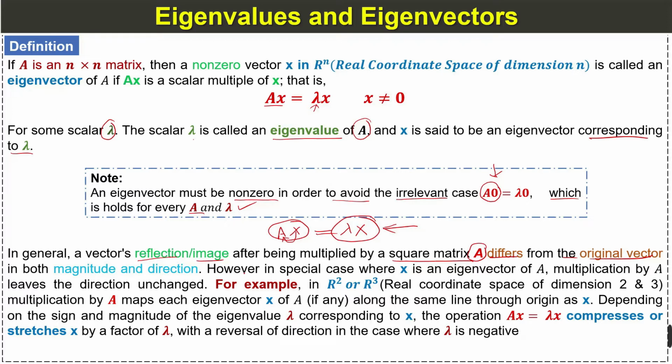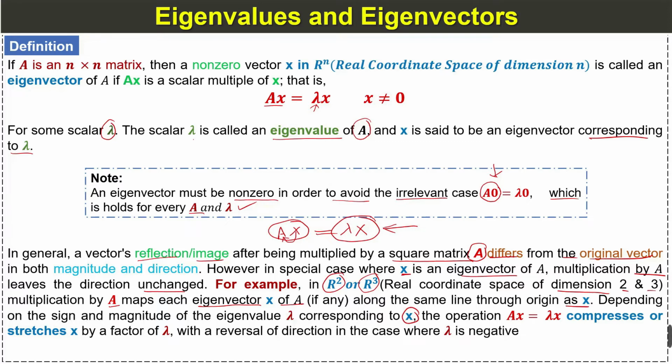However, in the special case where x is an eigenvector, multiplication by the matrix A leaves the direction unchanged, meaning the direction of the vector will not change after multiplication by the matrix A. For example, in R2 or R3, real coordinate space of dimension 2 and 3, multiplication by A maps each vector x along the same line through the origin as x, depending on the sign and magnitude of the eigenvalue lambda corresponding to the eigenvector x.